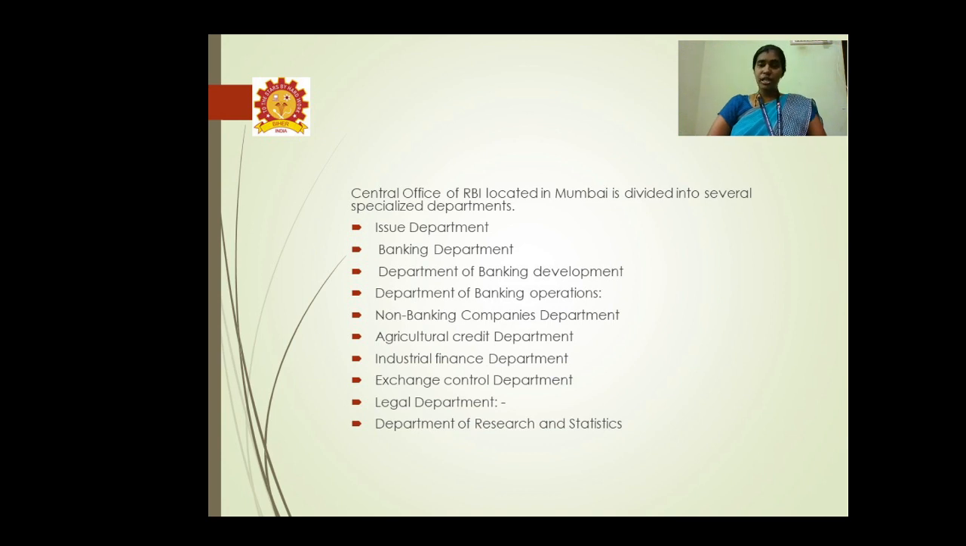Industrial Finance Department. Many people are now starting their own businesses, and they need money. At the same time, RBI wants to develop industries too, so the Industrial Finance Department is maintained separately. And the Exchange Control Department. Money exchange between foreign currencies, Indian currency and other currencies, that is handled by a particular department. And the Legal Department, and the last one is the Department of Research and Statistics. How much we are printing, how much is circulating, how much we are getting back in different forms, what the requirement will be in the future, everything comes under the Department of Research and Statistics.